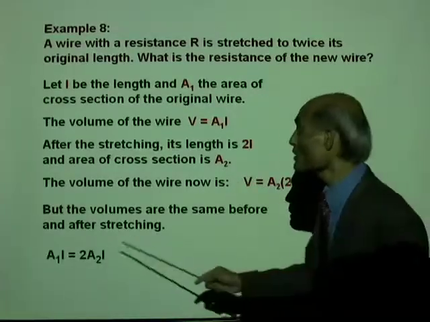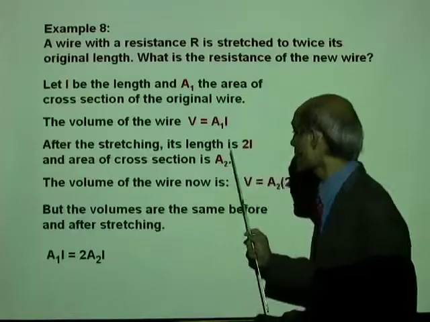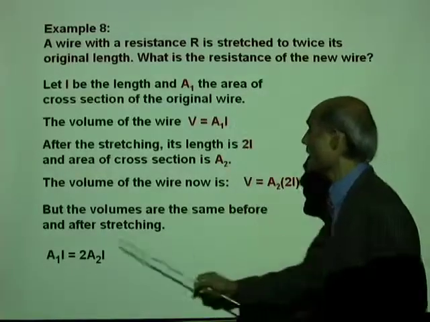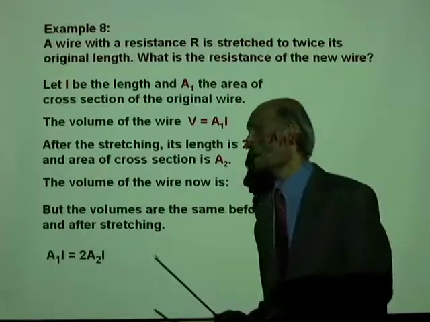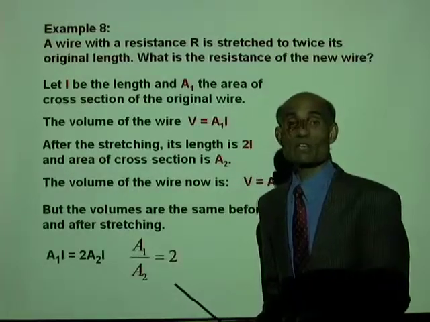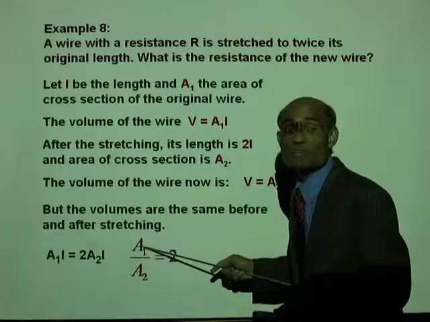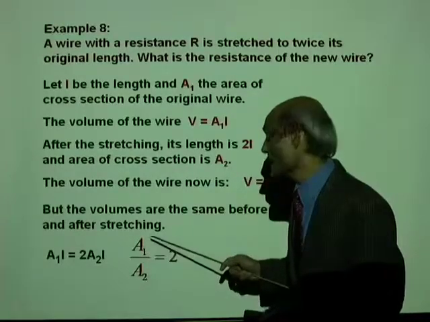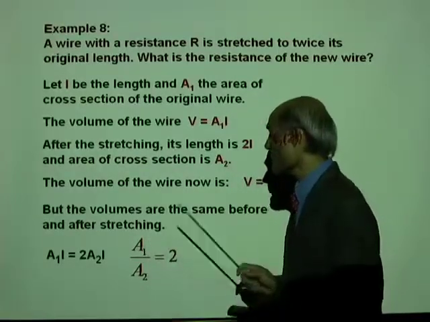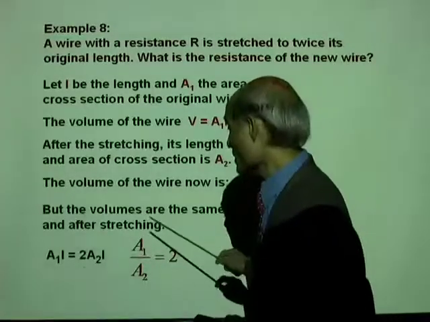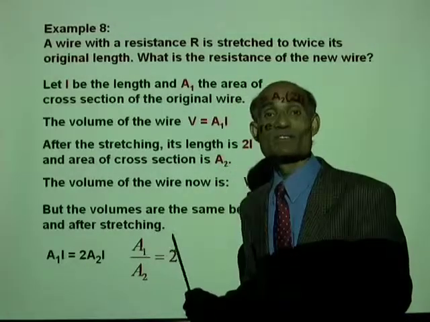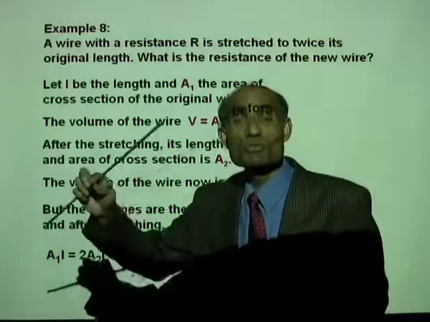So because the volumes are the same, I can now write A1 times L equal to 2A2 times L, and that gives us a relation between A1 and A2. A1 divided by A2 equals 2. Now we can use this to calculate the new resistance.